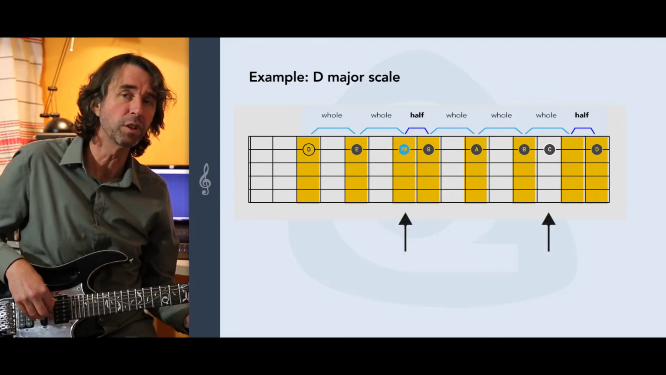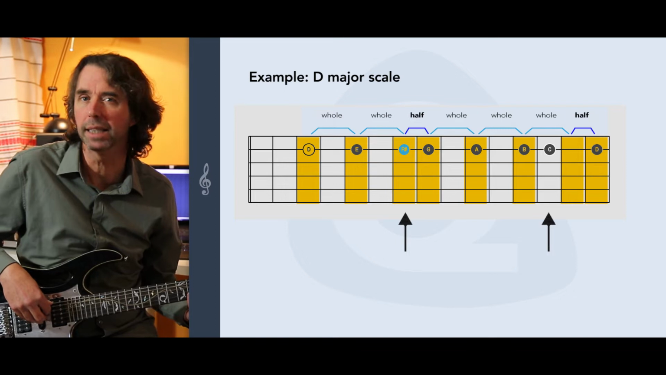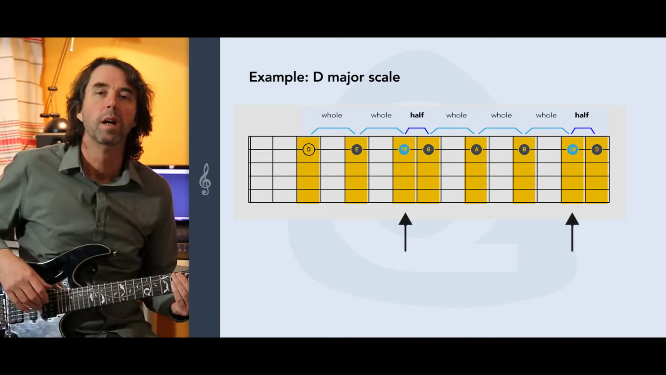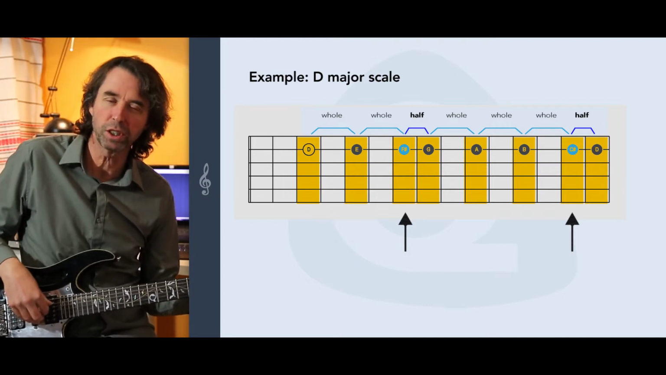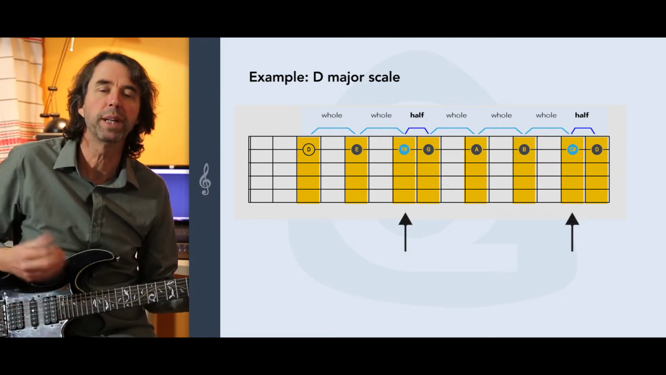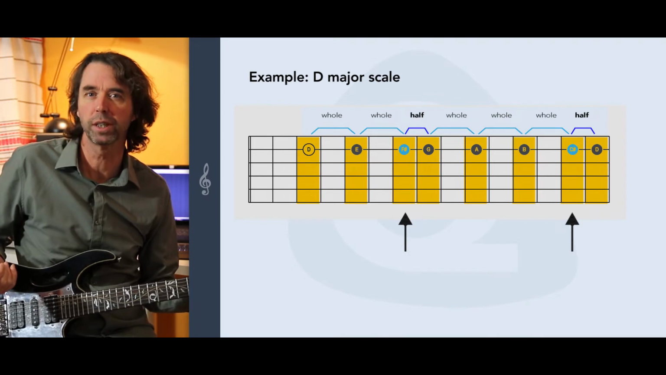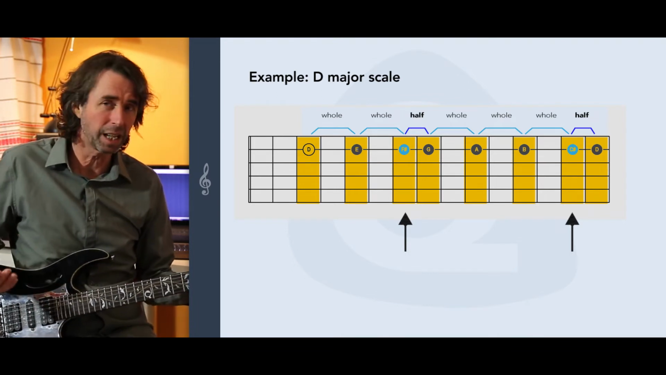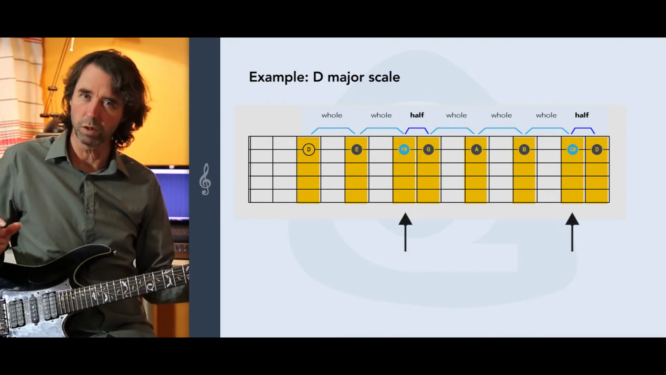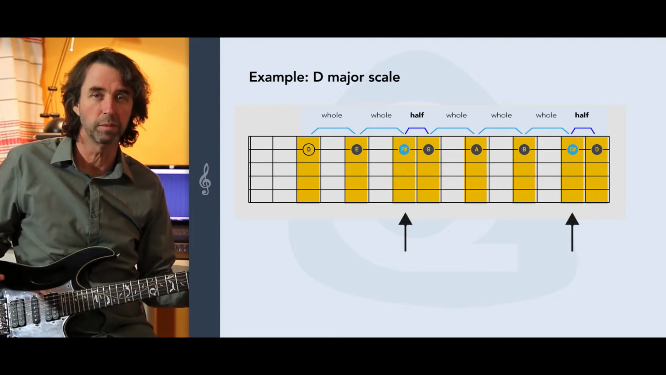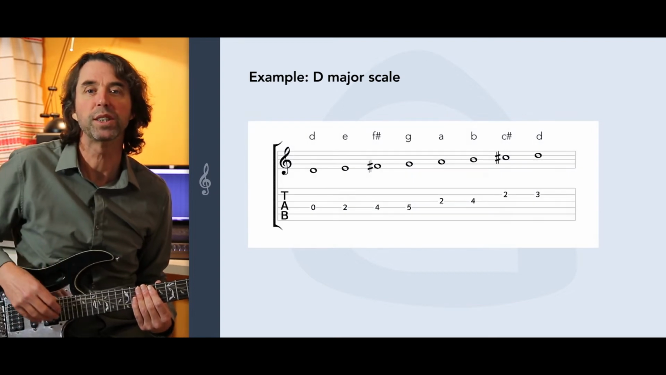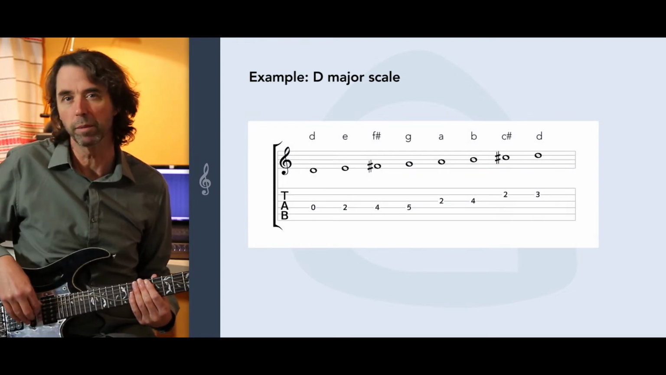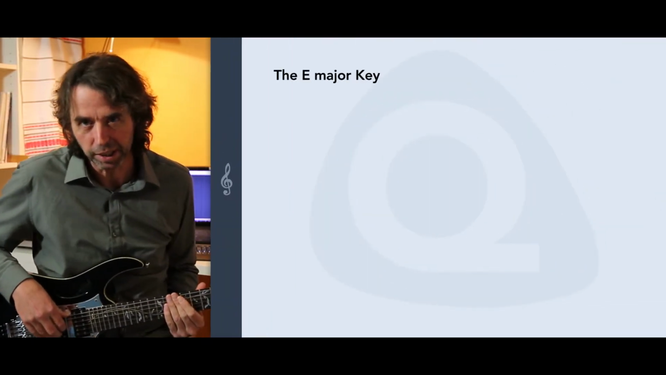Namely, the F should be an F sharp and C should be C sharp. By raising those two notes, F and C, to F sharp and C sharp, we have created a proper sounding major scale. It's exactly the same as the C major scale, only starting one note higher on the note D, D major. The conclusion: the D major scale needs two raised notes in order to meet the requirements of a major scale. Let's do one more and take a look at the E major scale.